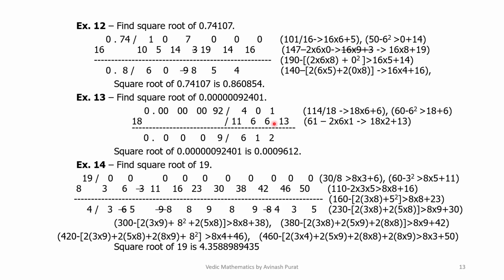Now the square root of 0.00000092401 is 0.0009612.